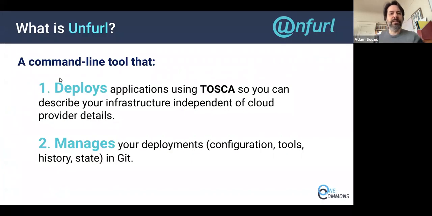So what is Unfurl? Unfurl is a TOSCA orchestrator that fundamentally does two things. One, it deploys your applications. Since we're using TOSCA, it can be cloud independent of your infrastructure, so you can create abstractions around your cloud infrastructure. And then it manages your deployments, including things like the configuration, the artifacts, the history and state, and it manages that all in Git.